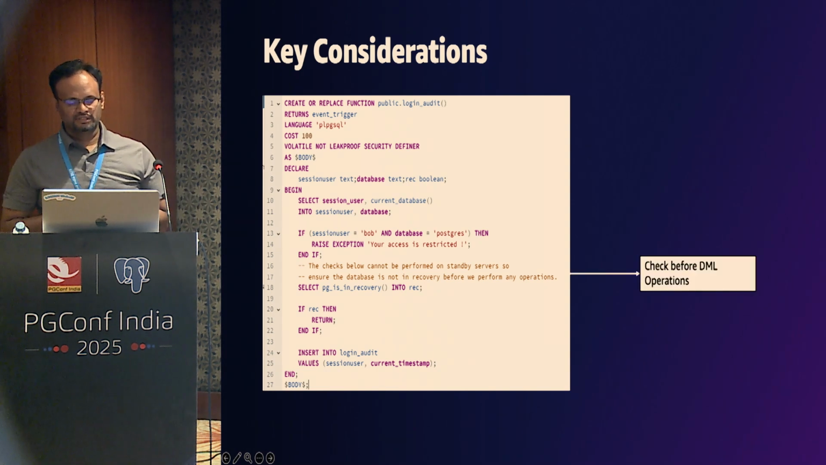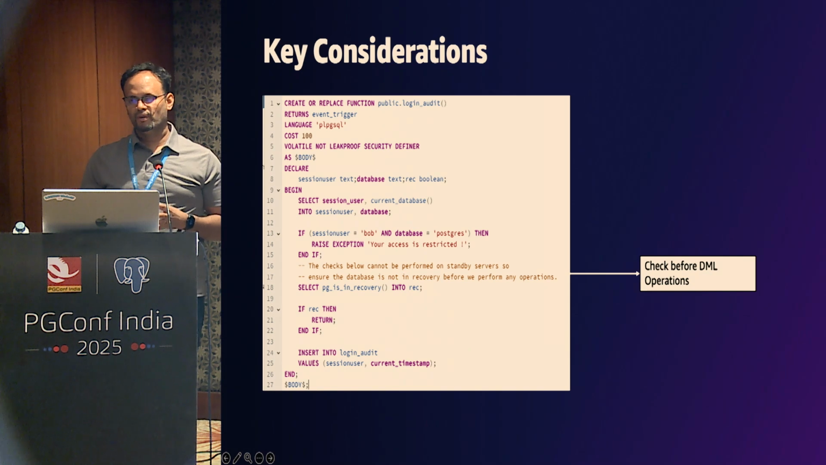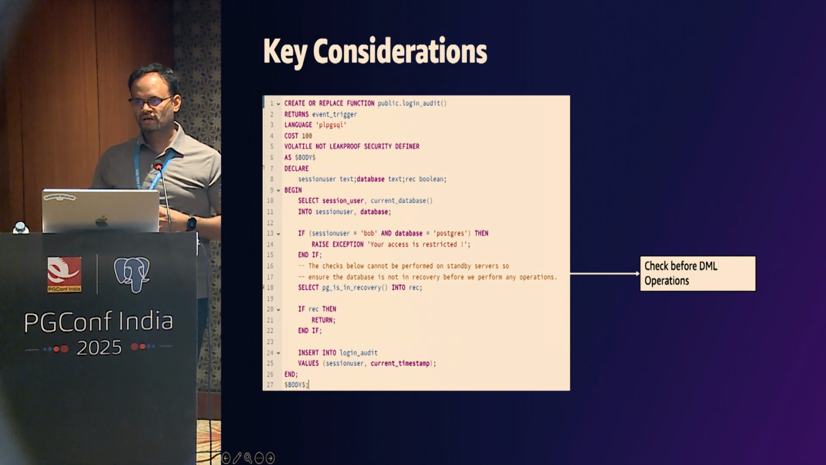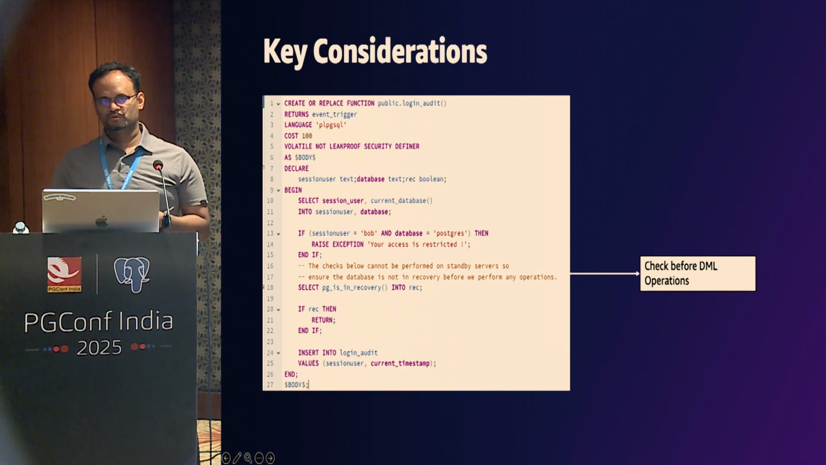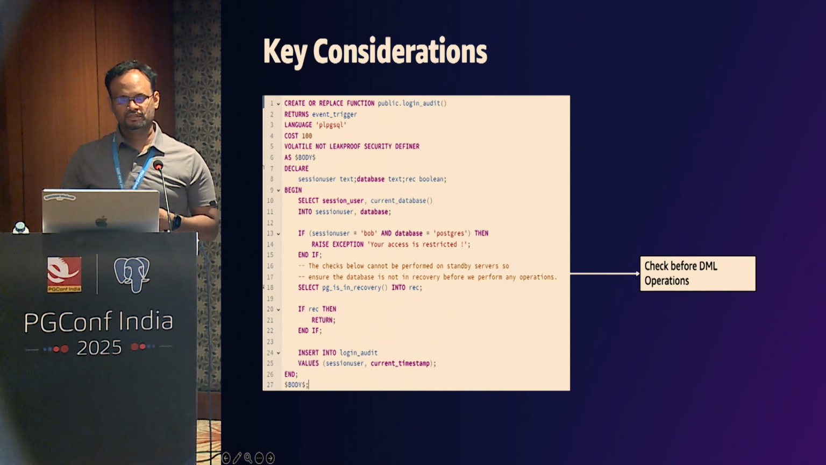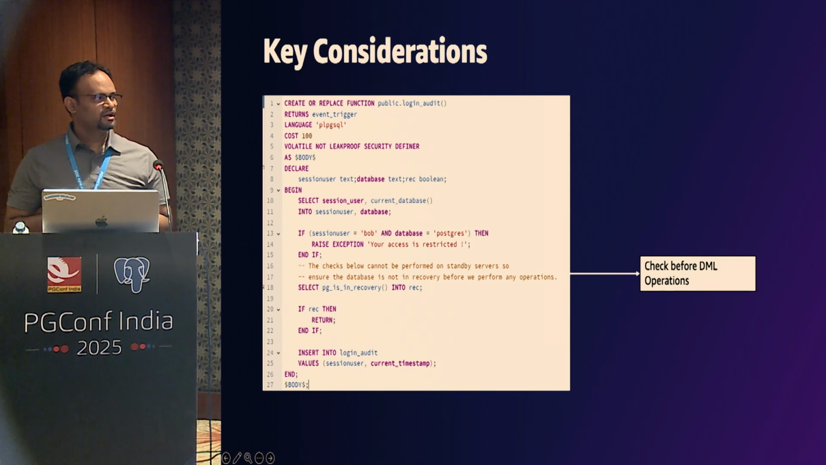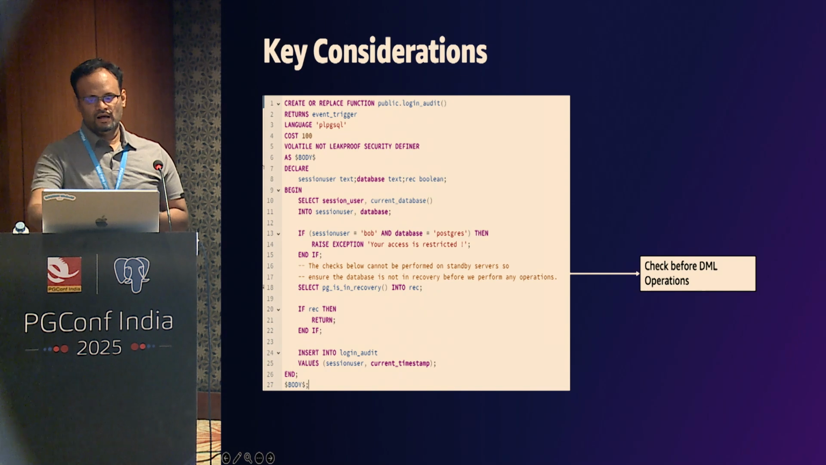So the first consideration that you need to keep in mind is that whenever you are using DML operations or trigger function code, make sure that you check that the database is not in a recovery state. Logon triggers will fire even for a replica on standby. So obviously when you perform a DML operation, it's going to fail.